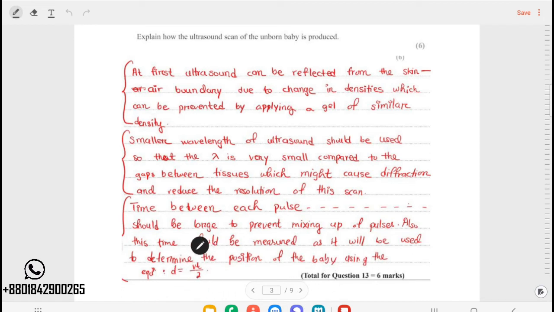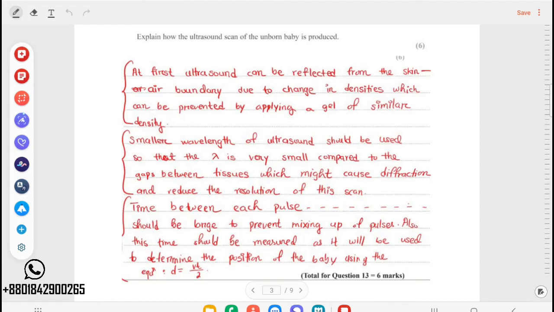This is the equation for pulse echo technique, right? I just make distance the subject of this because I want to find out the position of the baby from the surface of the skin, right? So this is the final answer. So I will just copy this and paste it on the other file. This is it. The answer should be the same over here.